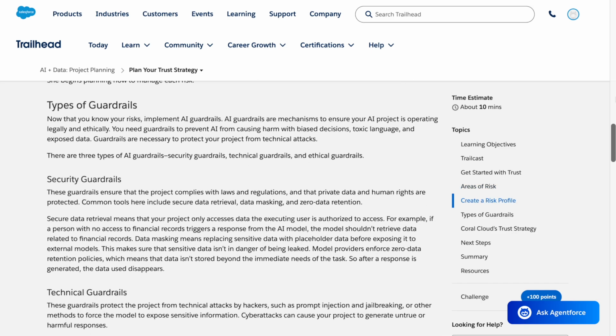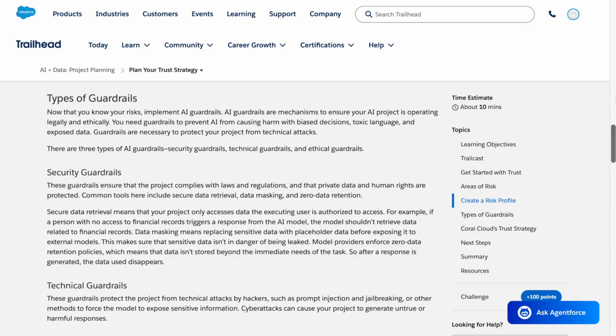Types of guardrails. Now that you know your risks, implement AI guardrails. AI guardrails are mechanisms to ensure your AI project is operating legally and ethically. You need guardrails to prevent AI from causing harm with biased decisions, toxic language, and exposed data.